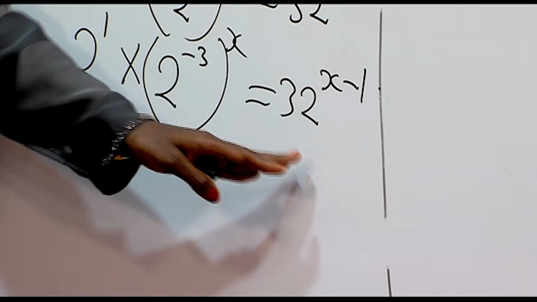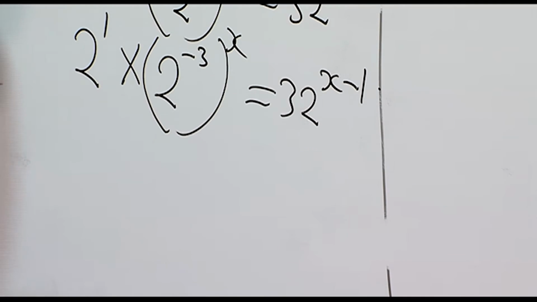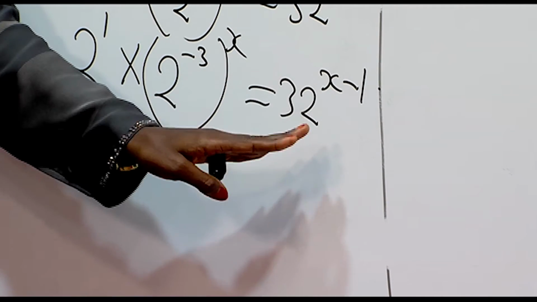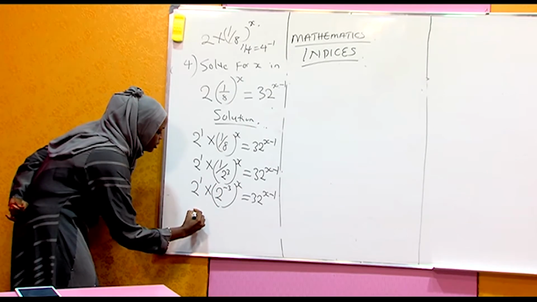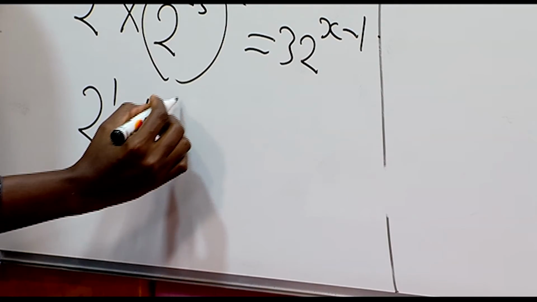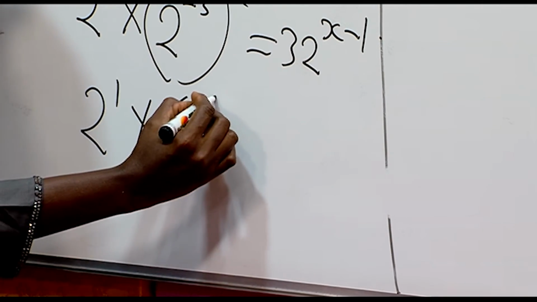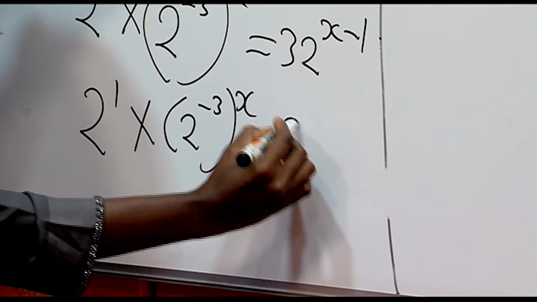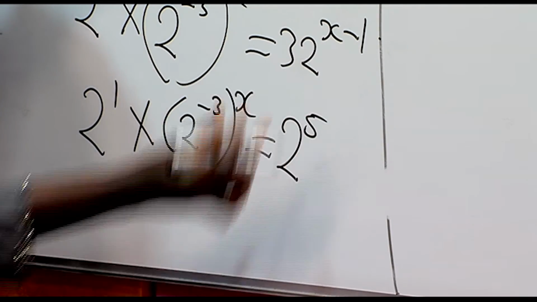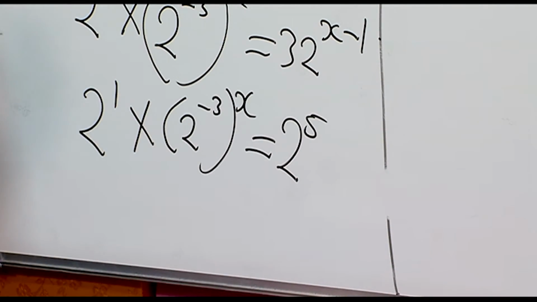Now, we see that this part is all in the same base. Can we make this other 32 also be in base 2? Doing that, we know 32 is 2 raised to the power of 5. So we have 2 raised to the power 1, 2 raised to the power minus 3x equals 2 raised to the power of 5, but we have an index of x minus 1.